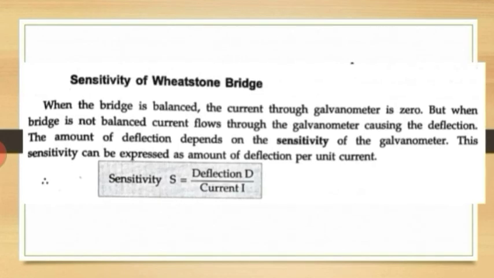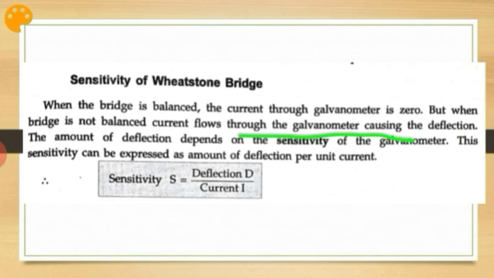When the bridge is balanced, the current through the galvanometer is 0. But when the bridge is not balanced, current flows through the galvanometer, causing a deflection. The amount of deflection depends on the sensitivity of the galvanometer.